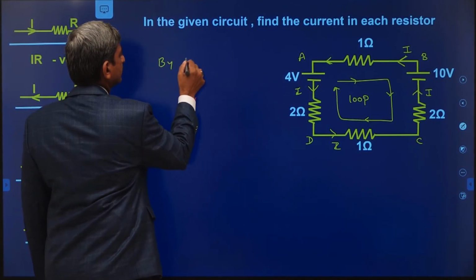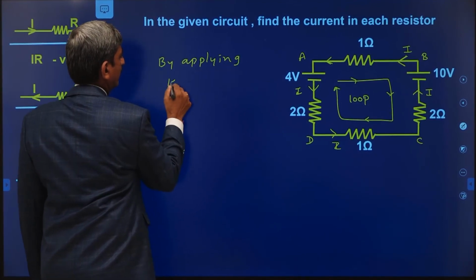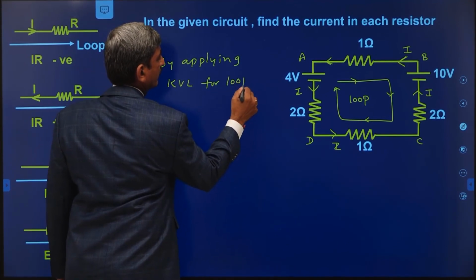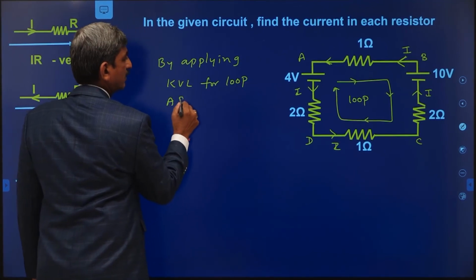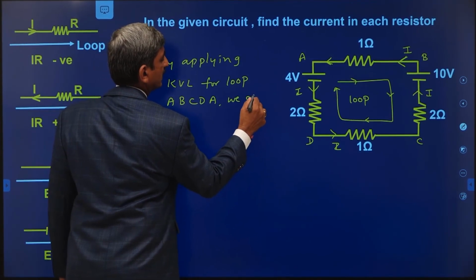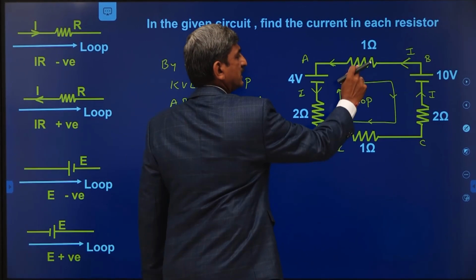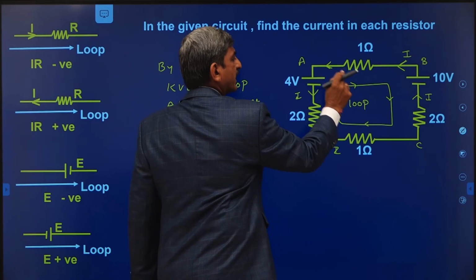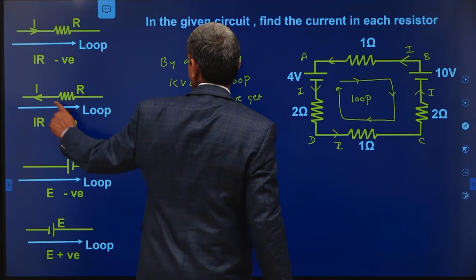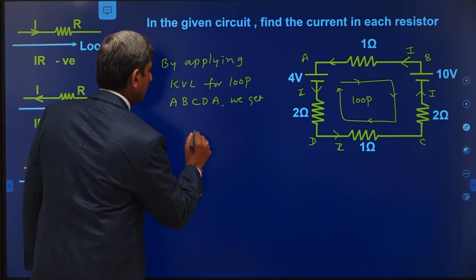So by applying KVL for the loop A, B, C, D, we get, when we are moving in this AB branch, there is a resistor, and the direction of the current and the direction of the loop are in the opposite direction. When the direction of the current and the direction of the loop are opposite, the potential drop IR is positive. So that is plus 1I.